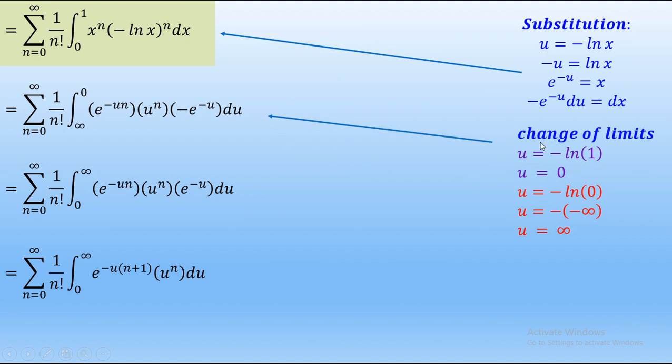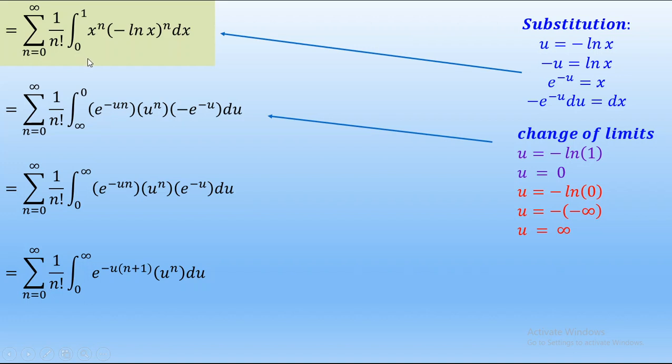The next step is to change the limits, because the limit is 0 to 1 when the integration was over x. Now the limit will be from infinity to 0, because the integration is over u. So how are the limits changing? When x is equal to 1, we put it over here and get u equal to minus ln 1, and we know that ln 1 is equal to 0, therefore u equal to 0. That is, when x equal to 1, u was equal to 0, so u equal to 0 is the upper bound of the integration.